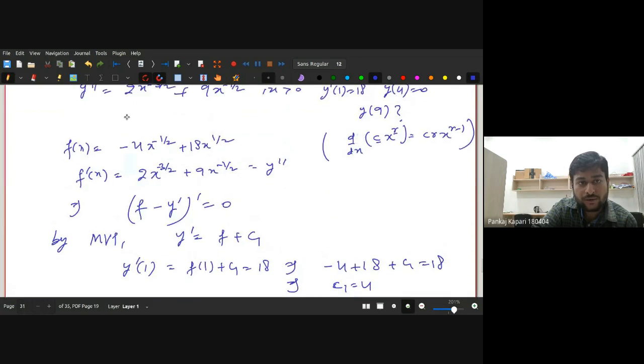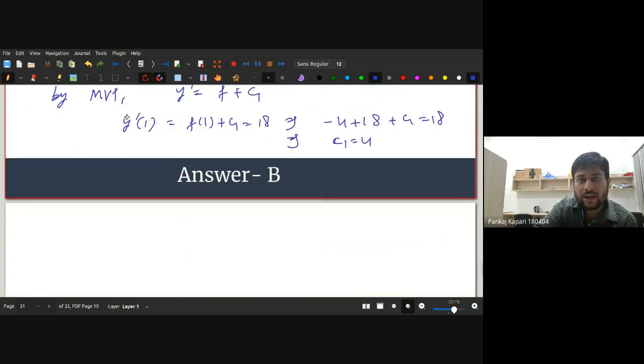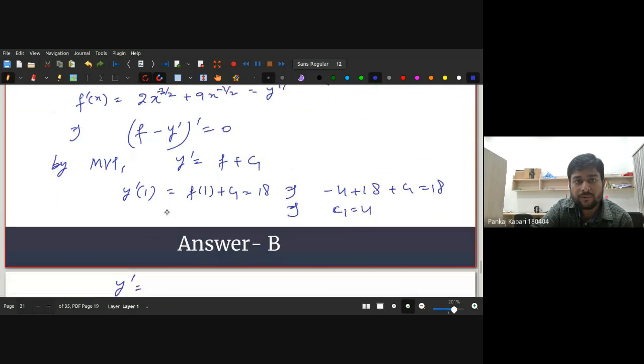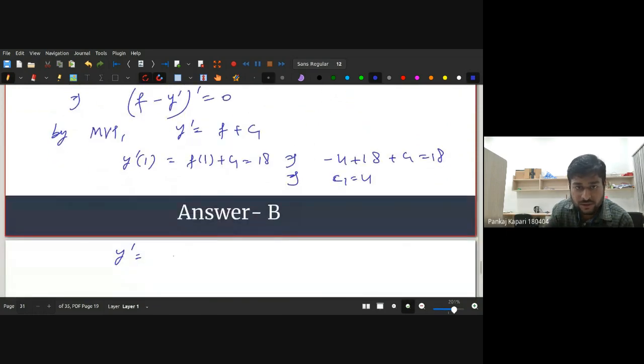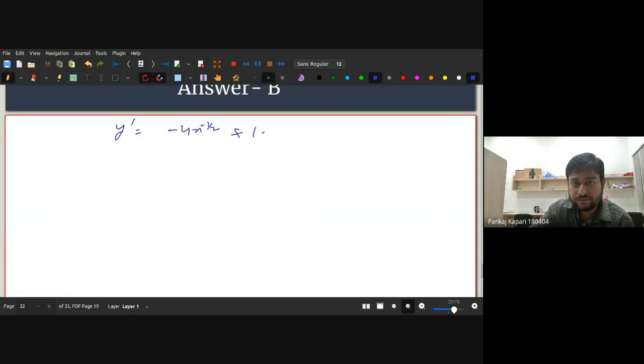So we got the constant c1 to be 4, and therefore we got y prime. It is f plus c1, which is 4, and f is minus 4 times x to the power minus half plus 18 x to the power half, plus 4. Now we'll consider another function whose derivative becomes y prime. So how are we going to guess such a function?